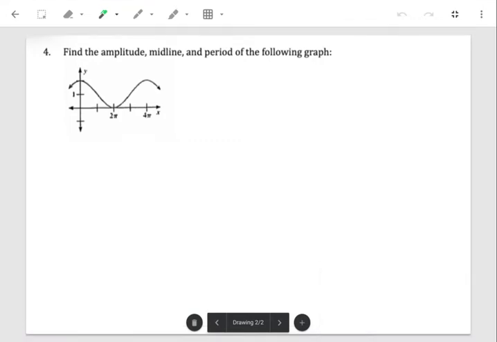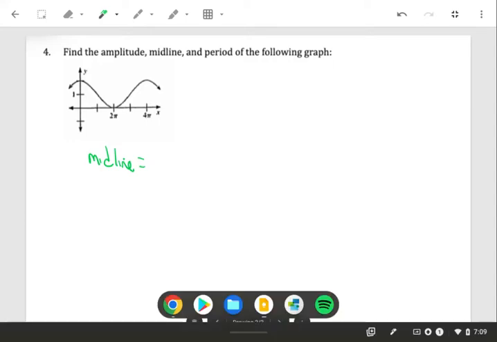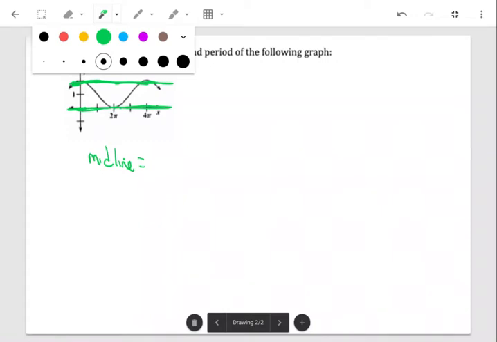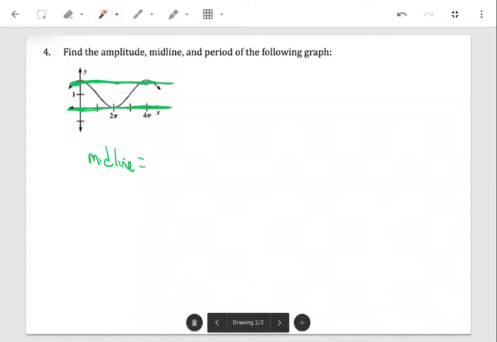Number 4, find the amplitude, midline, and period of the following graph. We're going to start with midline again. So remember, midline is halfway between the high point and the low point. Okay, so it looks like our high points are at 2, and our low points are at 0. So the high point is at 2 and the low point is at 0.